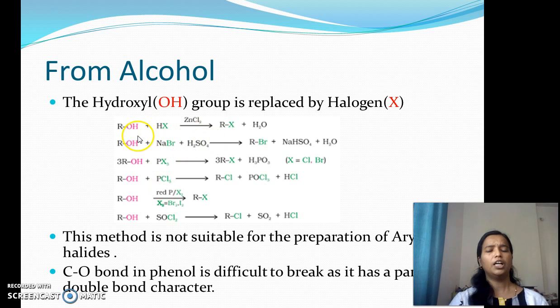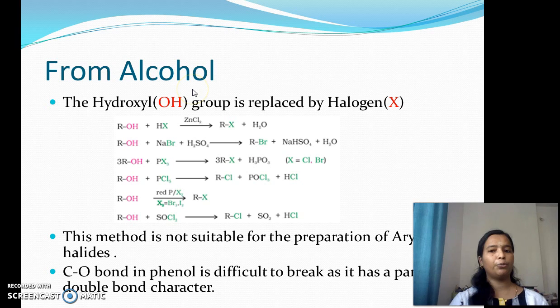Then this first method, that is alcohol treated with hydrogen halide, this also will give alkyl halides. Now here, when it is a primary or a secondary alcohol, it requires the presence of the catalyst ZnCl2, then only the reaction will proceed. If it is a tertiary alcohol, it doesn't require the presence of ZnCl2. Just by warming it with the hydrogen halide, the reaction will proceed. So these are some of the reagents using which we can prepare alkyl halides from alcohols.